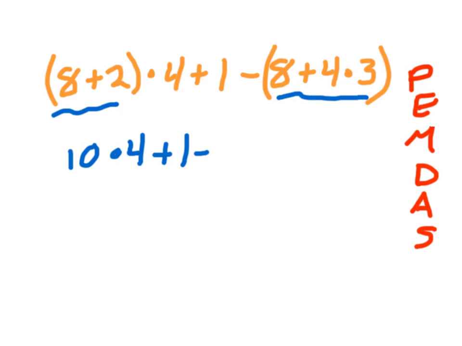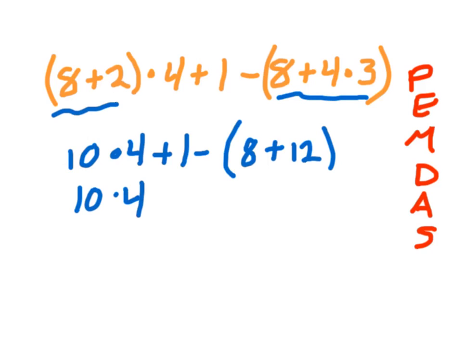So we end up with parentheses 8 plus 12. And then, of course, I'm going to carry everything down: 10 times 4 plus 1 minus, then 8 plus 12 is 20. Once you do that 20 there, you can actually erase the parentheses. Once you've done everything inside the parentheses, they can just disappear. So now I don't have any more parentheses, I don't have any exponents, but I do have some multiplication right here.